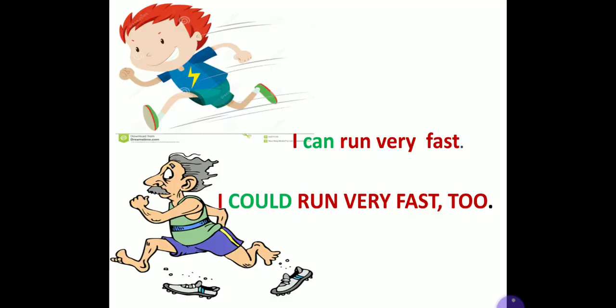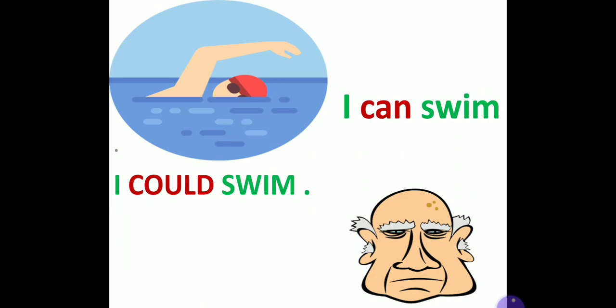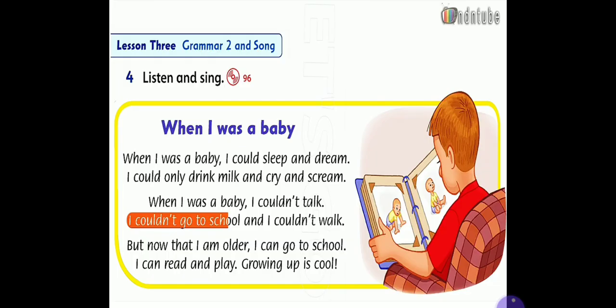Okay, let's see these examples. For example, I can run very fast. It is a situation now, yeah? And I could run very fast too. It is ability in the past. I can read. I could read. You should pay attention to the word in red. I can swim. I could swim.